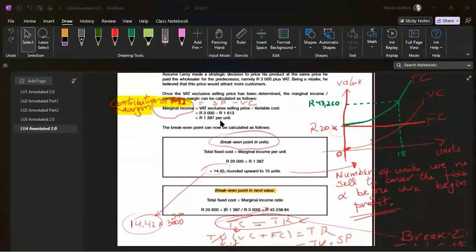So how are we going to find the break-even point? Remember, what did I say again? I hope it didn't go over you. Our biggest concern is the fixed cost. That's our biggest concern because we need to cover that, right? So that's why when you want to find the break-even, you take the total fixed cost, which is 20,000, divided by that marginal income per unit. The marginal income per unit is 1,000.